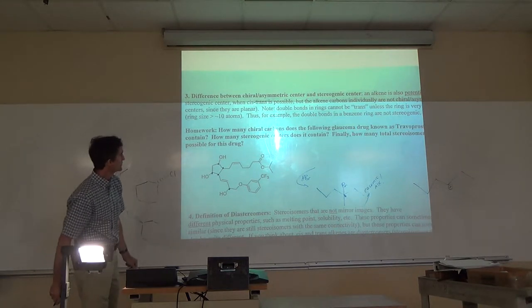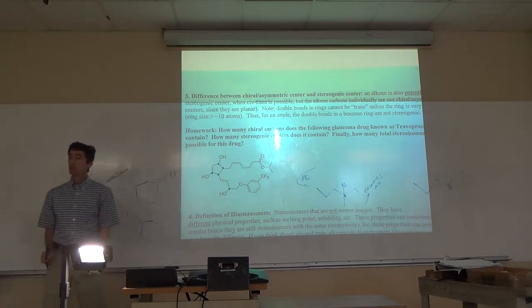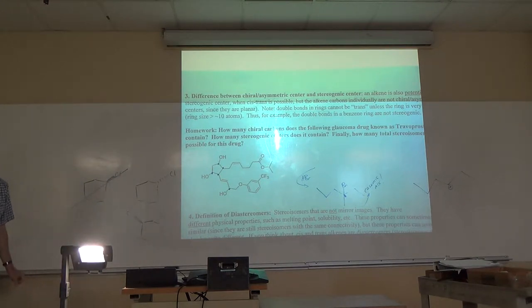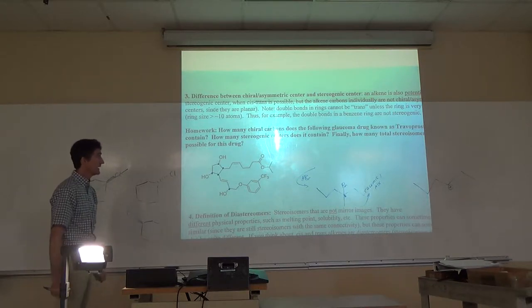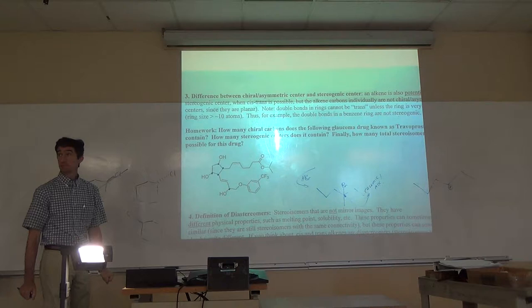Five chiral carbons? How many stereogenic centers? Two. How many? Or do you add the chiral carbons to that? The question is the question. How many stereogenic centers? Seven. What's a stereogenic center? A chiral carbon is a stereogenic center or stereogenic site. What are other examples of stereogenic sites? Double bonds. Any double bond? Any alkene?